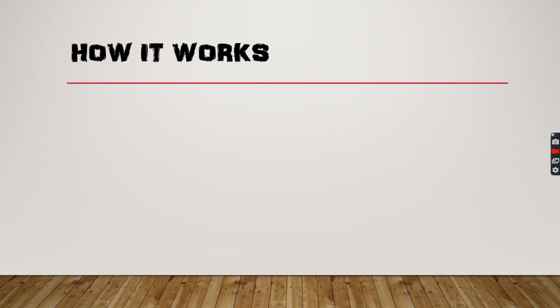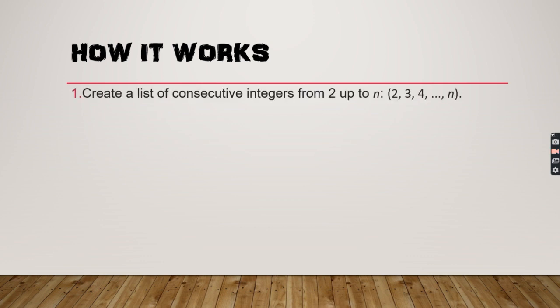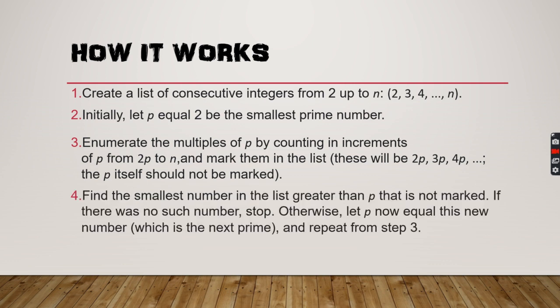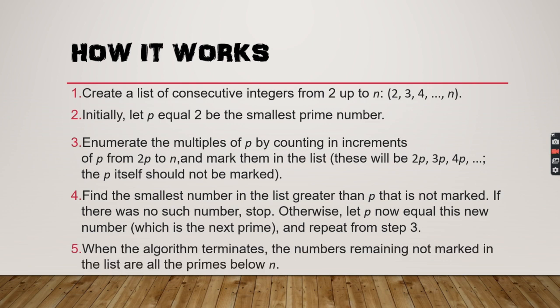Next, we will be talking about how it works, or the algorithm. The steps are given below. Briefly explaining, first of all, we have to create a list of consecutive integers from 2 up to n. The next step will be taking 2 as the smallest prime number. So let us initialize 2 as p. Now we will be marking all the multiples of p, where p itself should not be marked. After that, from the unmarked numbers, find the smallest number in the list which is not marked. Now that number will be the next prime number. If there is no such number, we will stop there. Otherwise, we have to repeat the same steps again. Lastly, when the algorithm terminates, the numbers remaining not marked in the list are all the prime numbers below n.